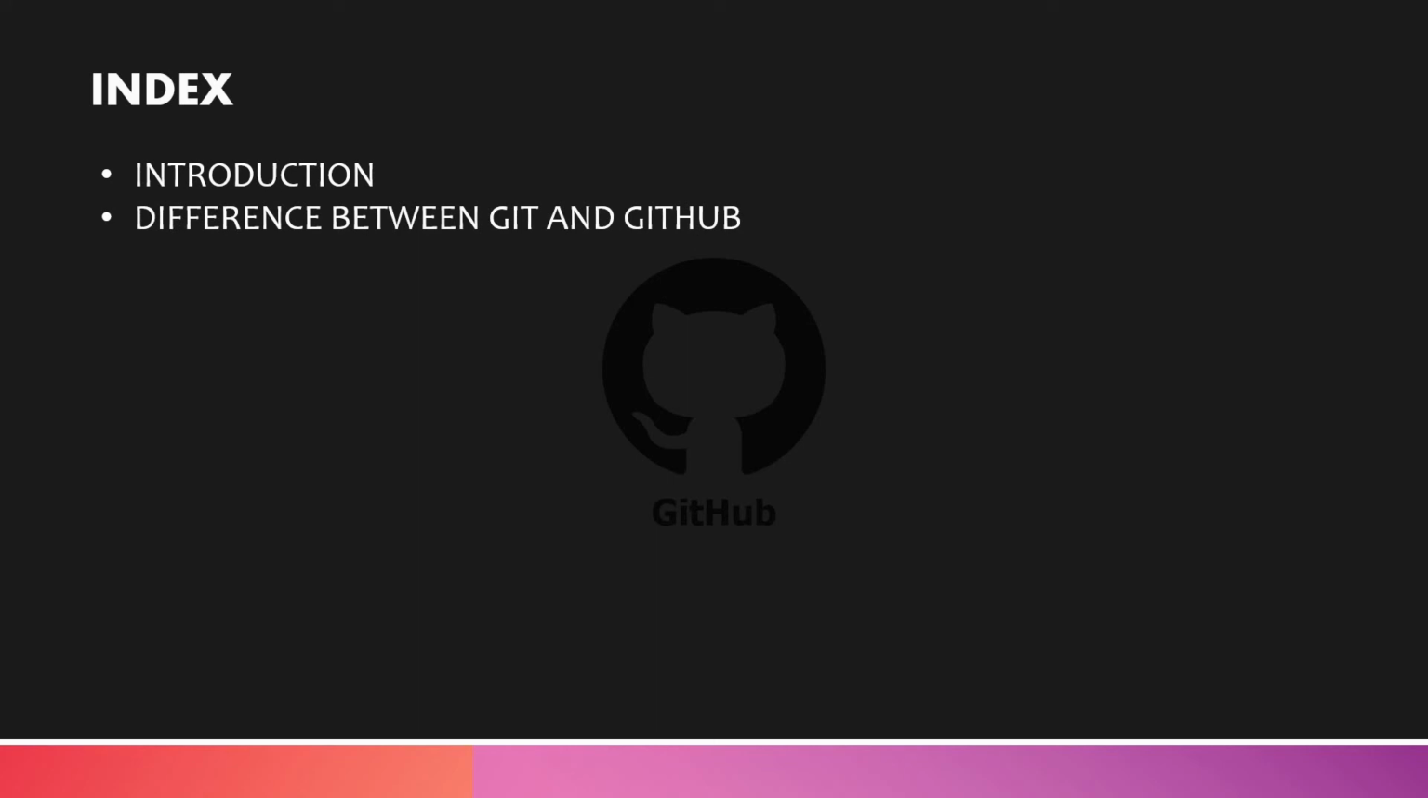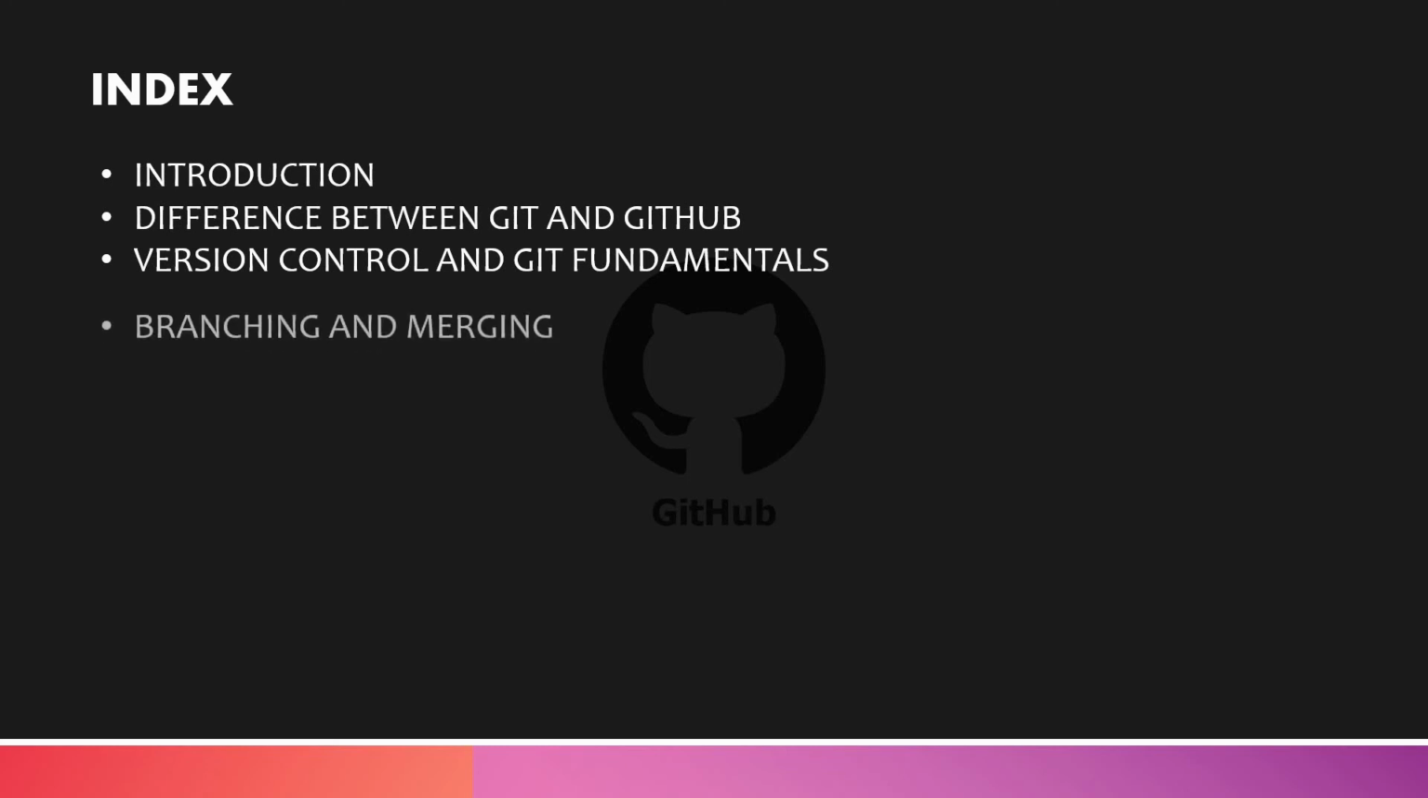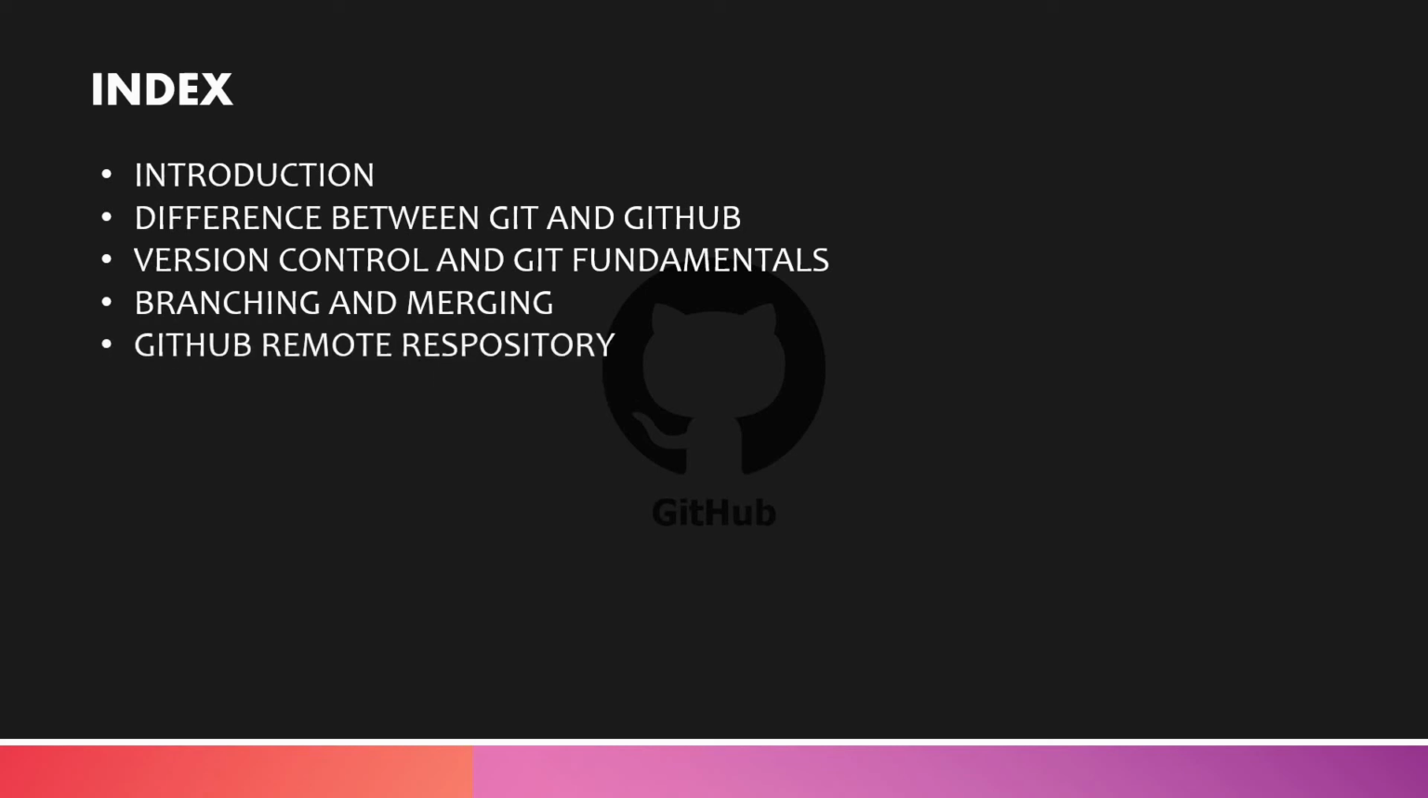And second is the difference between Git and GitHub. Now we are going to learn about version control and some other Git fundamentals, and we will see an example of how we can use Git in our folders or projects. And next we are going to learn about branching and merging in Git. Then we are going to see how the GitHub remote repository works and how we can add files from our command line to the Git remote repository.